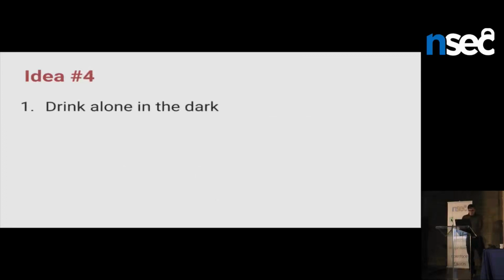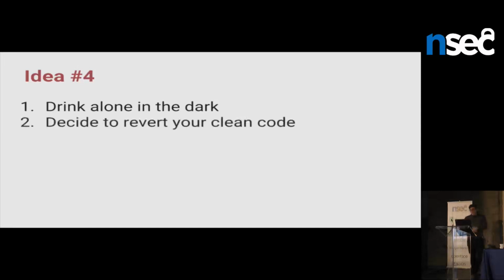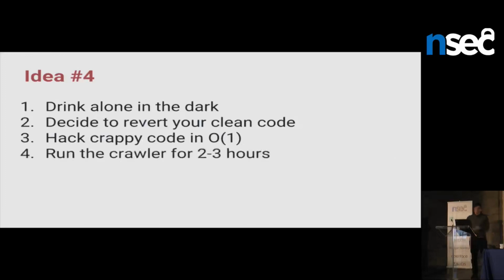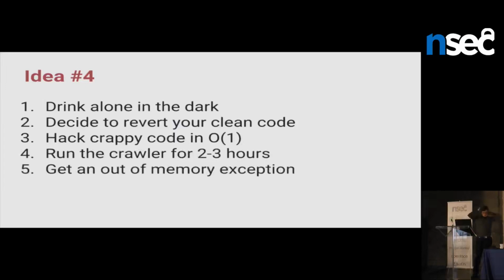Yeah, that's something I do when I have problems. I decided to revert the clean code. I wrote crappy code with a hash map, a hash table, that was a total mess and impossible to follow, but it worked. So I ran the crawler for two or three hours and got an out of memory exception. Now I have big problems. I cannot do it with a linked list, and I cannot do it with a hash map. I'm mostly screwed. So another table and another flip.